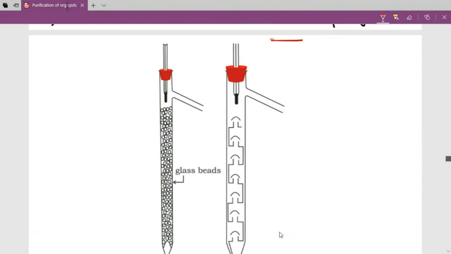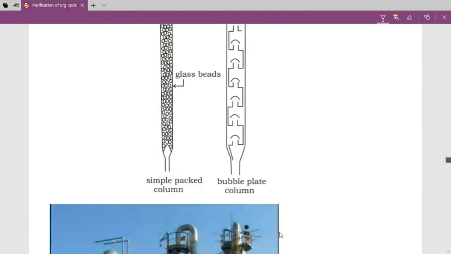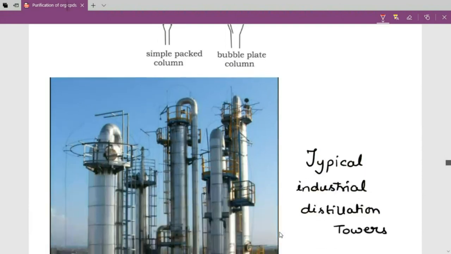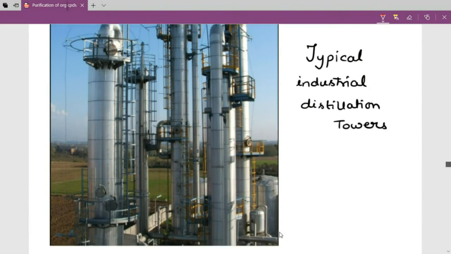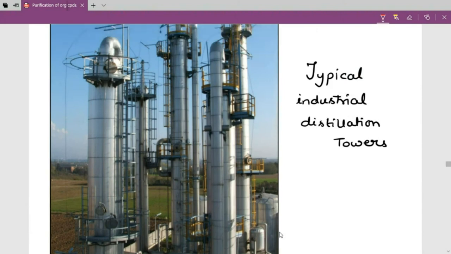Okay, there could be different shapes, appearances and arrangements of these fractionating columns. For example, see, glass beads are set, plates are arranged, theoretical plates I just said, bubble plate column, simple packed column. And what I'm saying is not just on paper. As I said, this is a very important application. You might have come across big structures looking like a rocket or something. These are the typical industrial distillation towers. This is how they arrange.